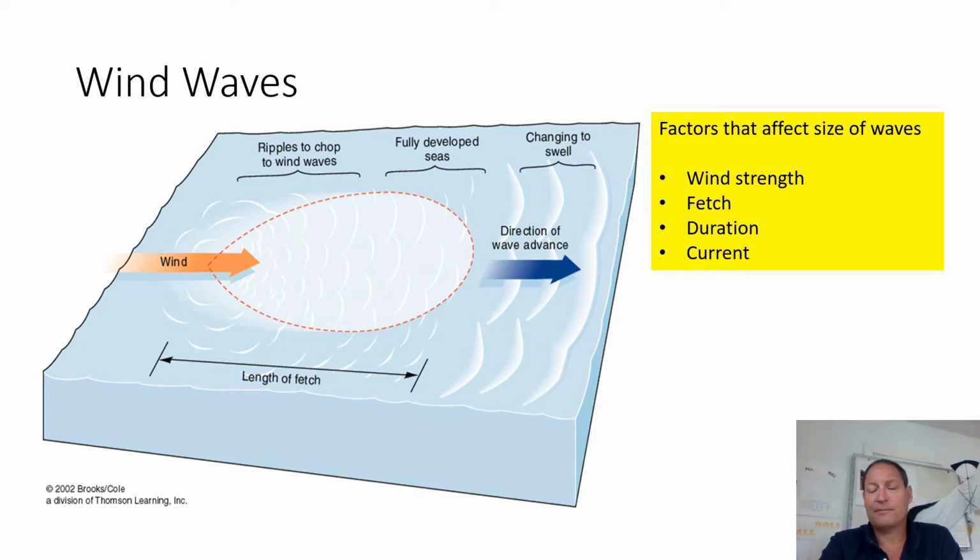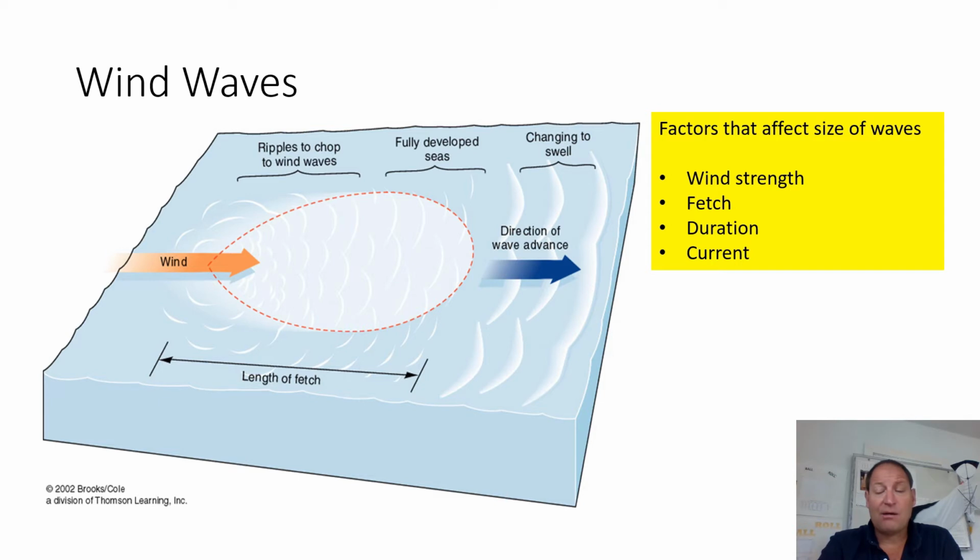Now, there are four factors that affect the size of waves. Wind strength. The stronger the wind is, the more energy it's got, the bigger the wave's going to be. The fetch. The fetch is the distance that the wind has to blow over the water. Typically, harbours have very short fetches, so it's difficult for the wind to ever build up big waves, which is why it makes it a good harbour.